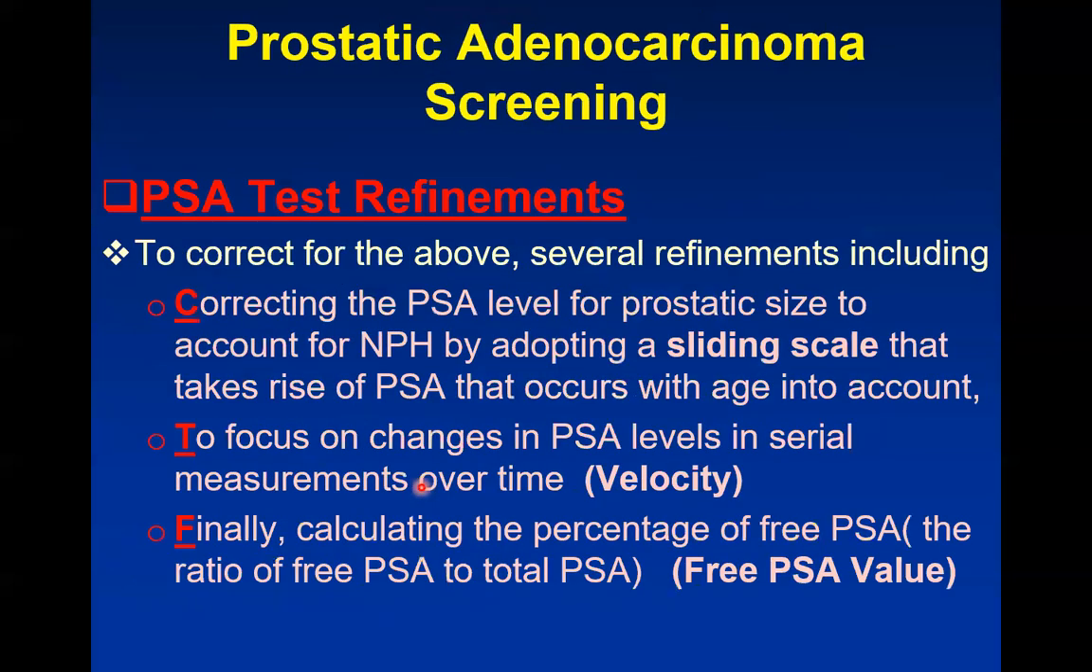So what are the refinements that were introduced to the PSA value to make it more meaningful? One is the PSA velocity. That's the increase within 1 year, something to keep in mind. Two, the sliding scale to look at the BPH contribution to the PSA value with age. So sliding scales. Of course, there is also a sliding scale for race that they use, and a sliding scale for size as well. Finally, looking at the free PSA value.